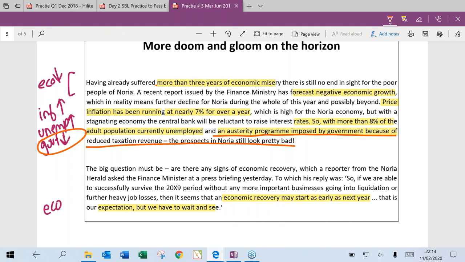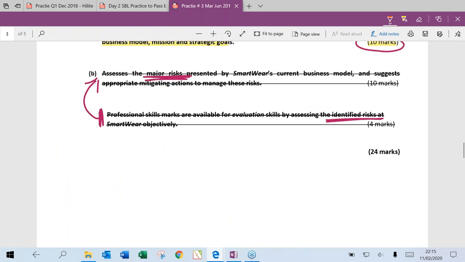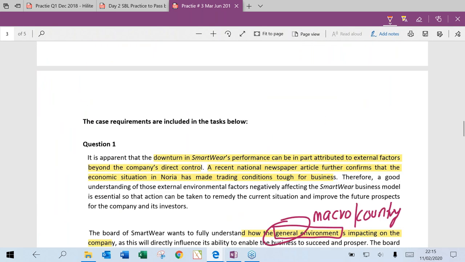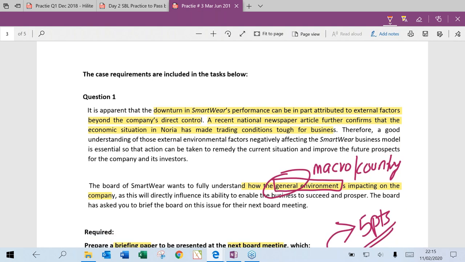It's more than 3 years of economic misery. Economic recovery may start, but we have to wait and watch. This is as per the finance minister. Also, there were points here on economy. This one, sorry, I didn't mark this. Economy, lots of points on economy.